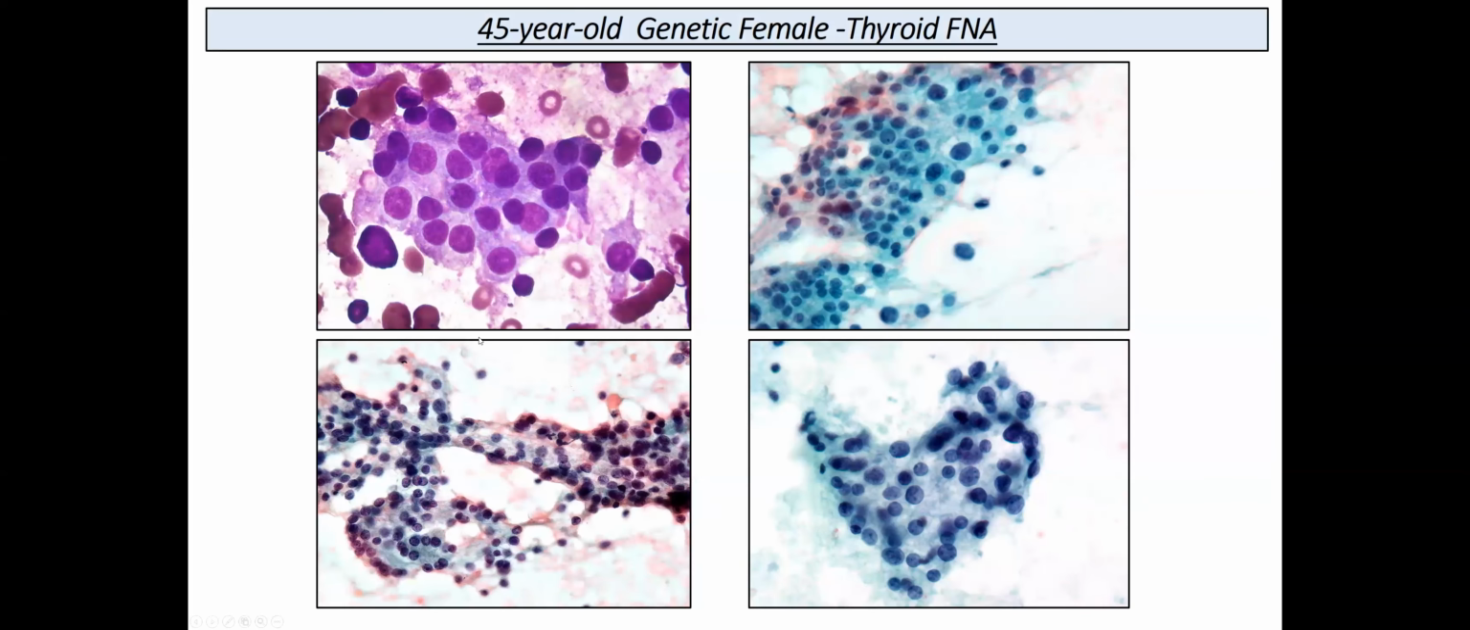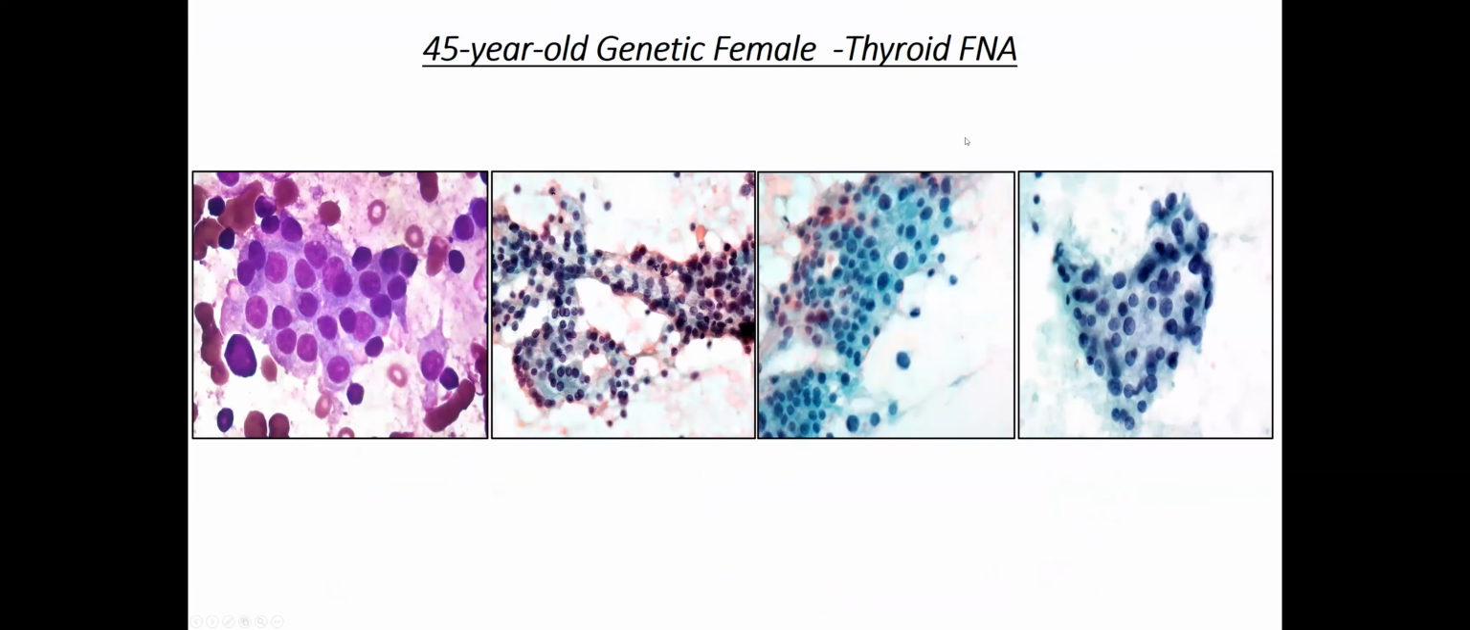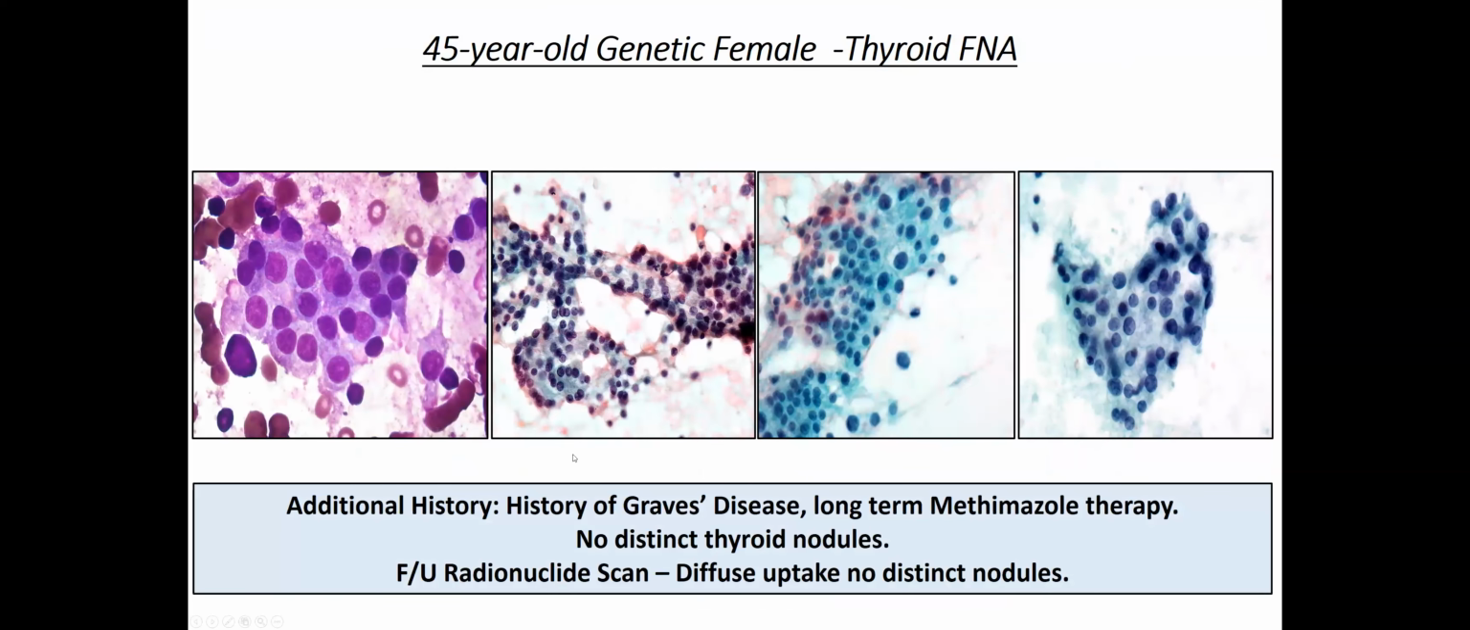This is one of my cases, which was a 45-year-old genetic female. As you can see, really atypical enlarged single cells. And look at this random nuclear atypia. On history, this patient has Graves' disease, and she was being treated with methimazole. And when they did a radionuclide scan, this was all diffuse uptake. There was actually not even a true thyroid nodule.